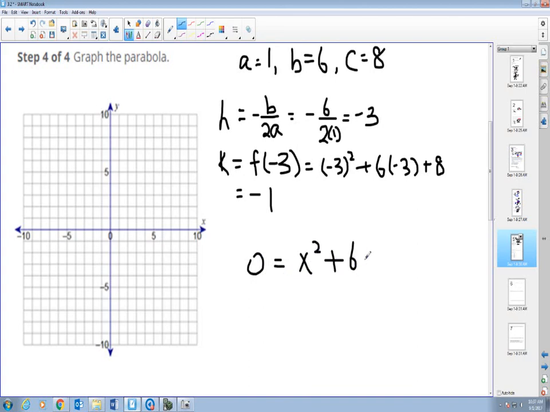Plus 6x plus 8. Alright, to solve a quadratic equation here, the first thing we should try is always factoring. If you cannot factor this, then you have to use the quadratic formula. So x and x, for 8 we can use 2 and 4.